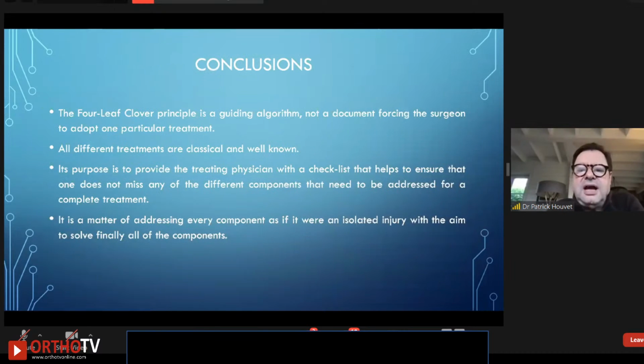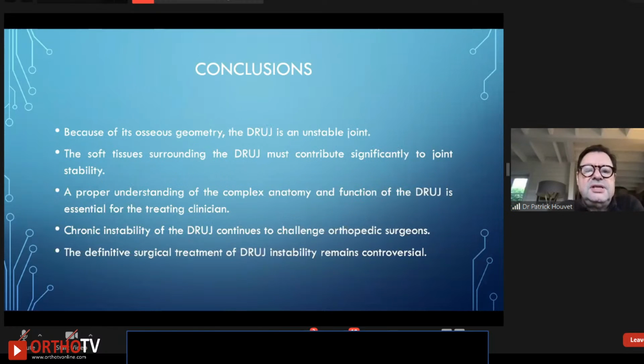So in conclusion, that algorithm is not a document forcing the surgeon to adopt one particular treatment, but all the different classical and well-known treatments can be used. It aims to provide the treating physician with a checklist that helps to ensure that one does not miss any of the different components that need to be addressed for complete and perfect treatment. And it's a matter of addressing every component as if it were an isolated injury, with the aim to finally solve all the components.